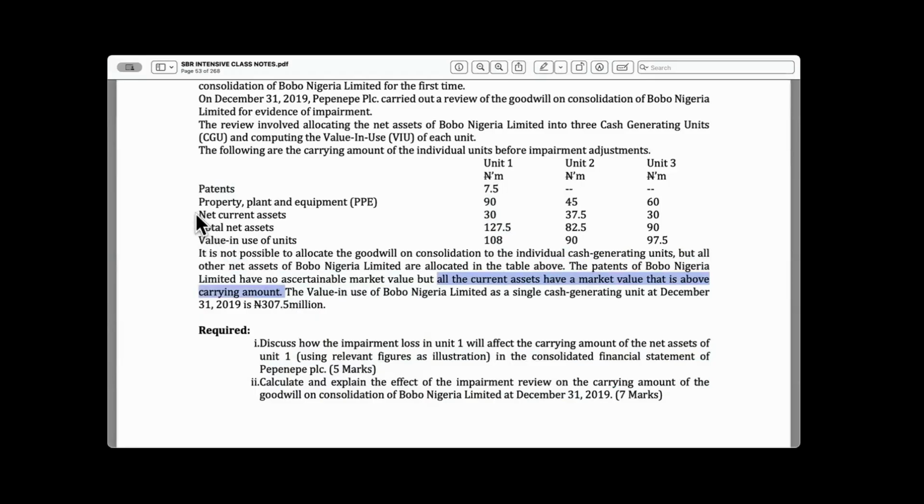That is telling you that these net current assets you are seeing here, don't bother impairing them, because their market value is above their carrying amount. They are not impaired. That is what the question is telling. So don't stress yourself. I was also given the value in use of Bobo as a single CGU.